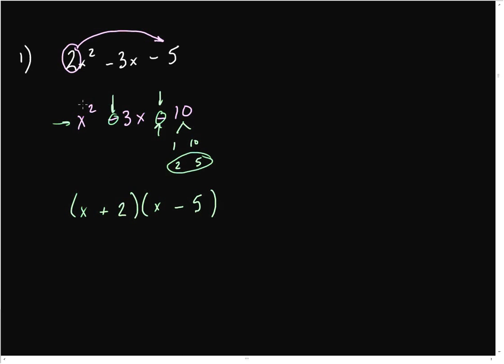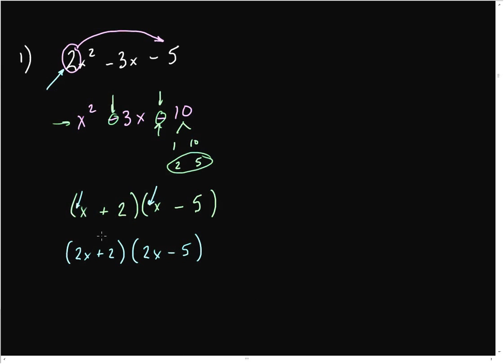So step 1 is remove the lead coefficient, multiply it by the constant coefficient, and make that your new constant coefficient. Step 2, factor the new quadratic with a lead coefficient of 1, just as you would for any other version of that. Step 3, you are going to replace the original lead coefficient back into each lead coefficient spot of the 2 factors you've just created from step 2. And so this is going to go to 2x plus 2. This is going to go to 2x minus 5.